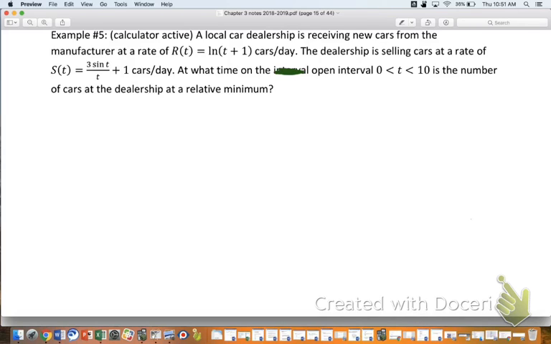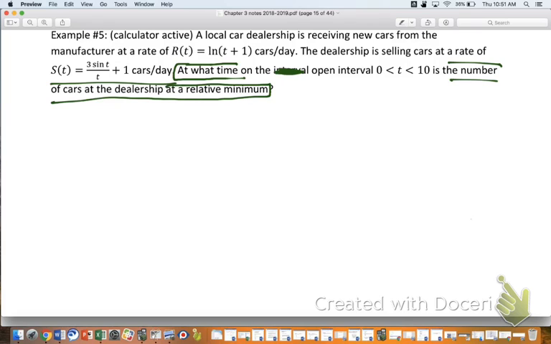You guys see it? It's right here. At what time? Did you see it? At what time? We're looking for a time where we have a relative minimum number of cars. Make sense? At what time do we have a relative minimum number of cars?